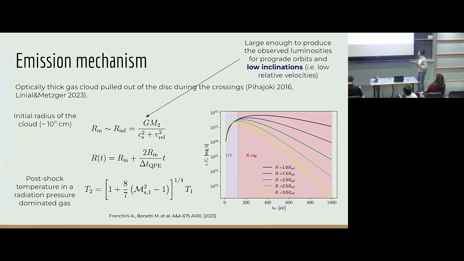Then the gas in the cloud is shocked, so it goes from an initial temperature, which is the temperature of the disk at the location of the impact, to a final temperature, which is given by this relation in a radiation pressure dominated gas. So the cloud emits initially in the X-rays, and then as the cloud expands and cools down, the emission transits to the UV, and you don't see it in the X-rays anymore, and the QPE is gone.